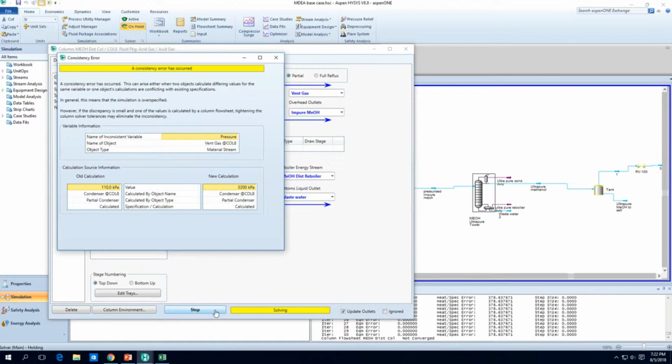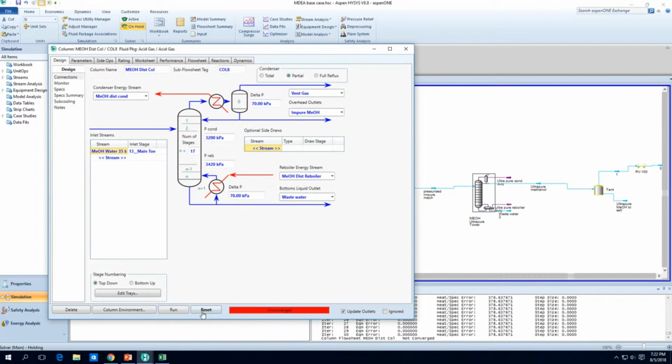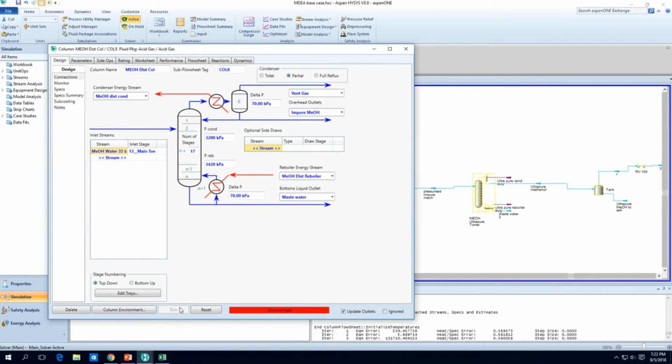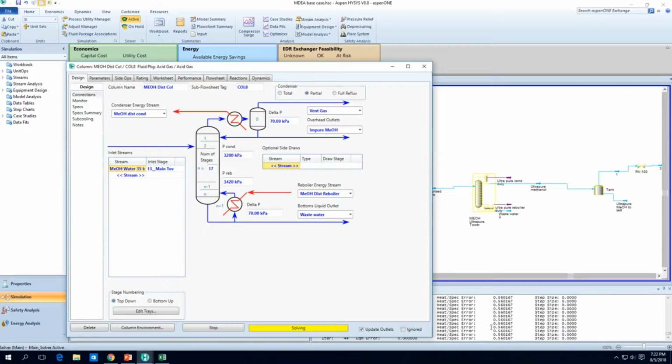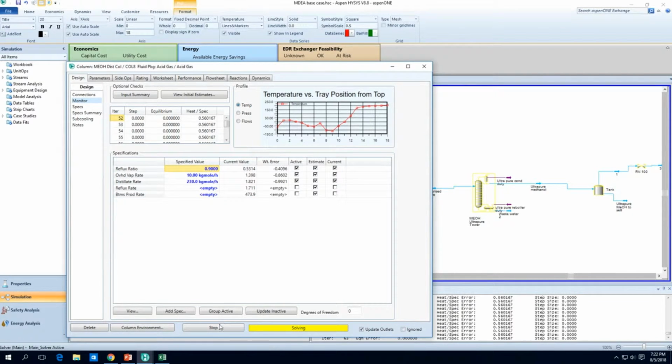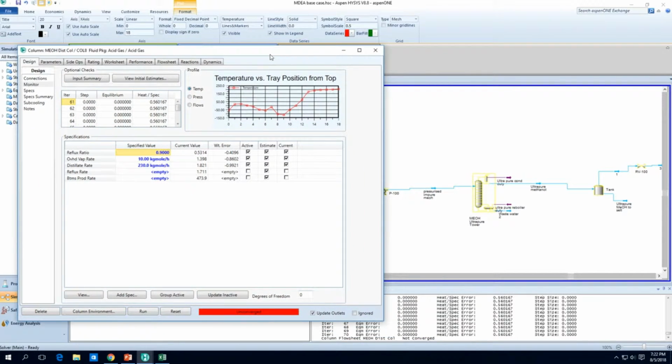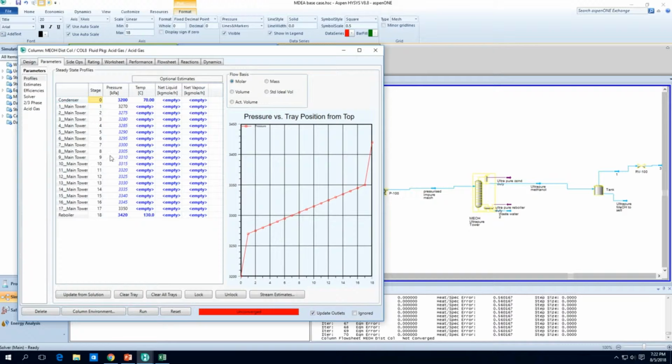Okay, let's stop, reset, run. Okay, let's put active, let's go run. Okay, so again, there's a heat spec error, and it's not the oscillating kind. So we should look at some of the things that are going on. So let's take a look at the temperature estimates.